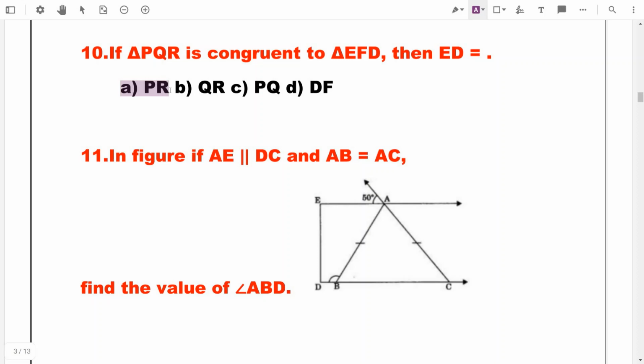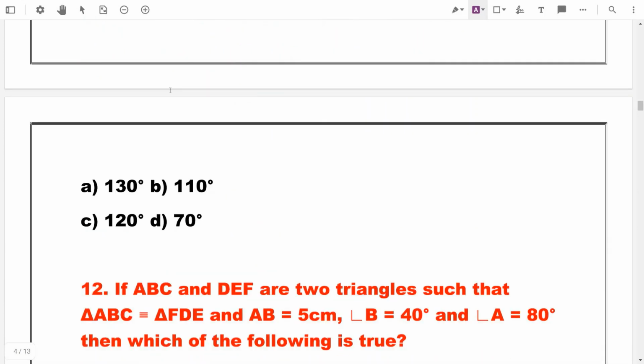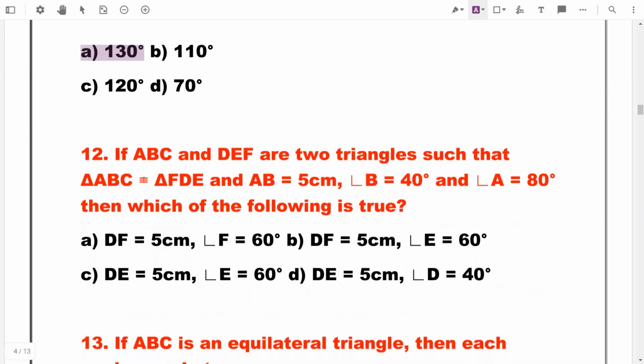11th question. In figure, if AE is parallel to DC and AB is equal to AC, find the value of angle ABD. Options 130 degree, 110 degree, 120 degree, 70 degree. Answer 130 degree.